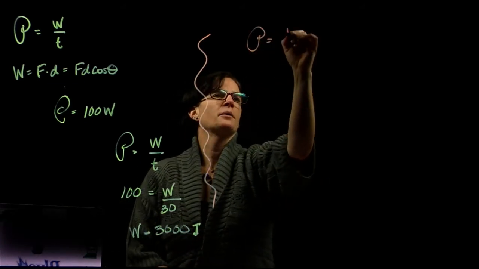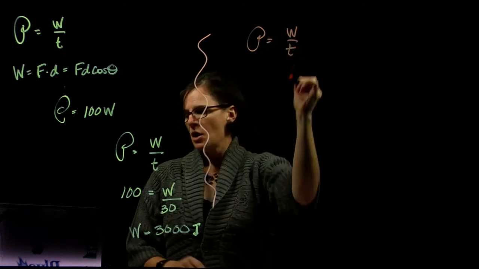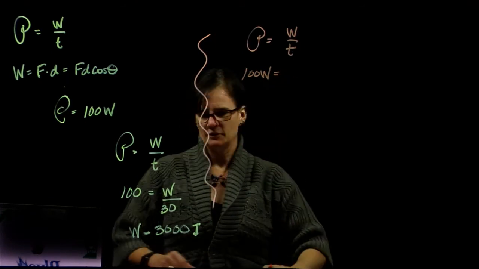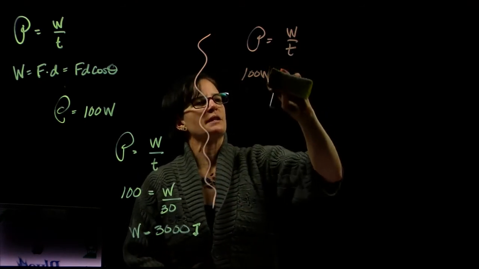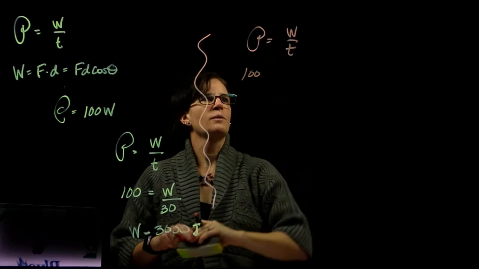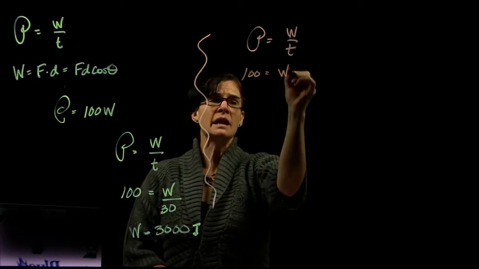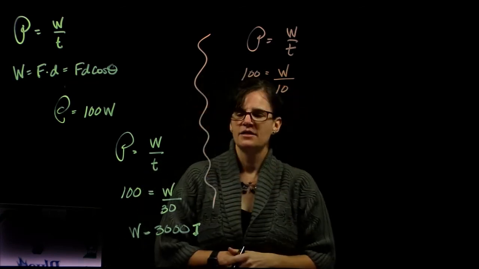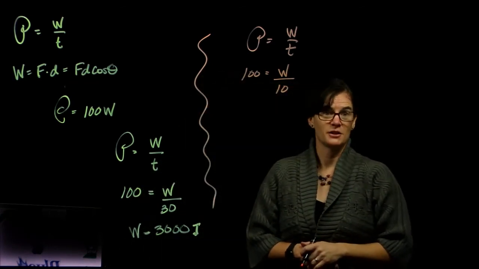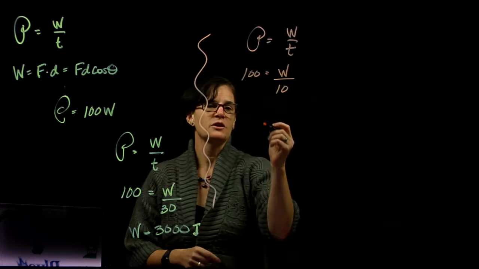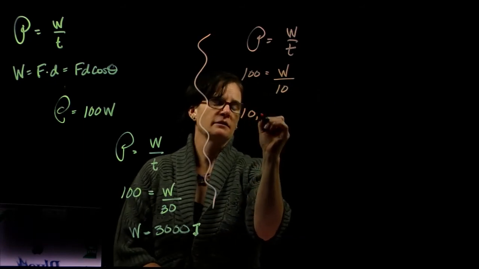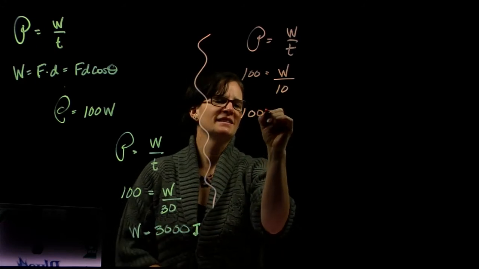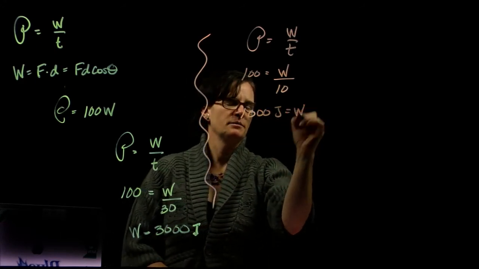We know that power is work per time. We are told it's a 100-watt engine. I'm not going to put the unit in there. It's a 100-watt engine, and how much work is accomplished by that in the 10 seconds that the engine is operating? So we know that we have 1,000 joules of work being done.